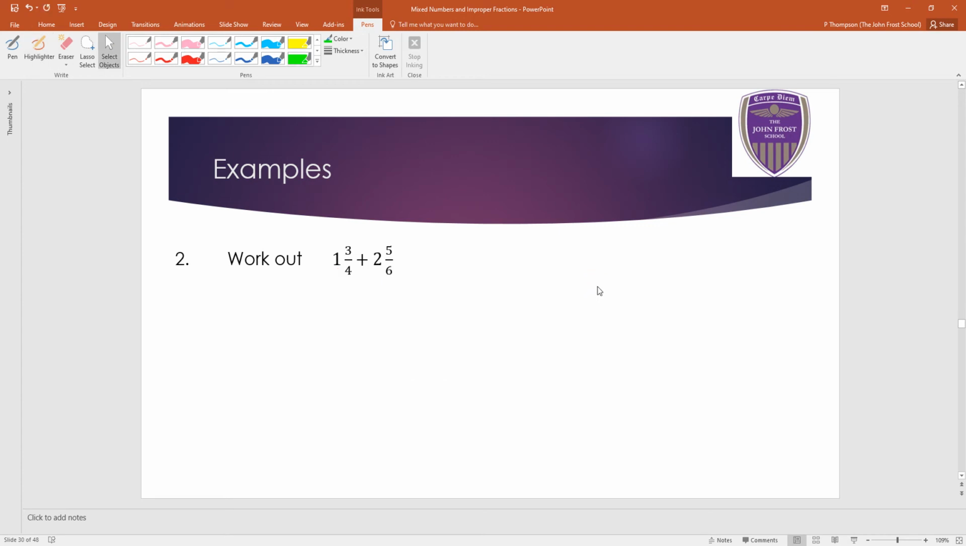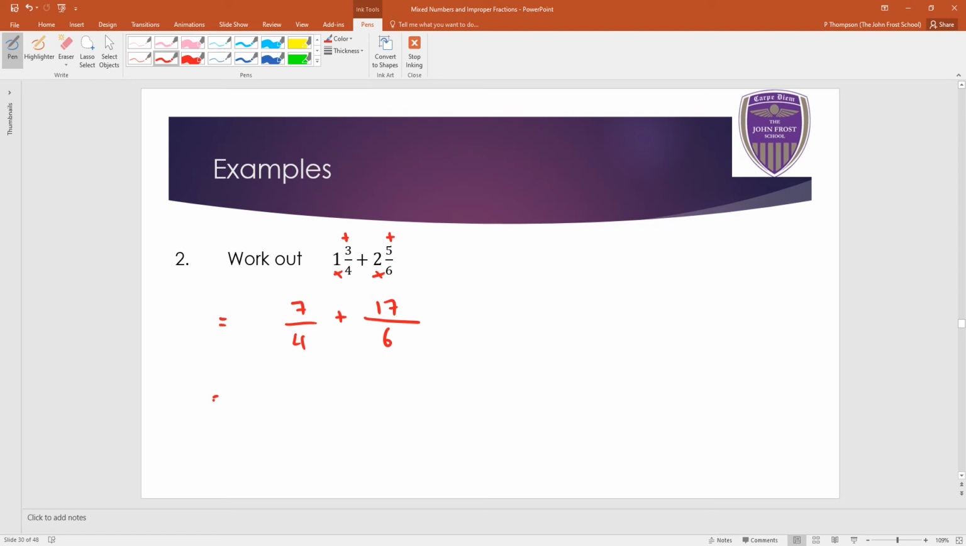So now example 2. Perhaps pause the video here and have a go yourself. Okay, welcome back. So again, fractions first. 1 times 4 is 4, plus 3 is 7/4. 2 times 6, so 6 on the bottom, sorry. 2 times 6 is 12, add 5 is 17. So my first stage is always to get them as fractions first, as pure fractions.